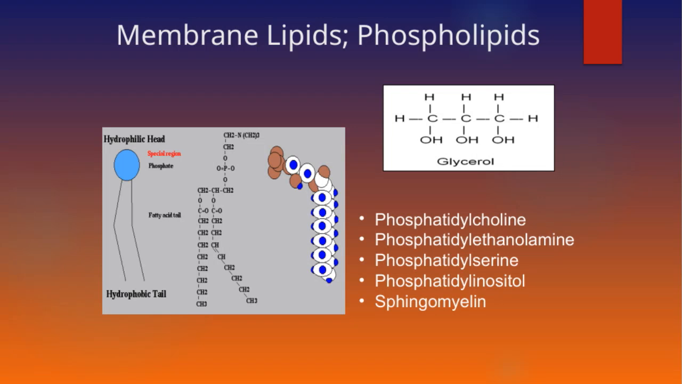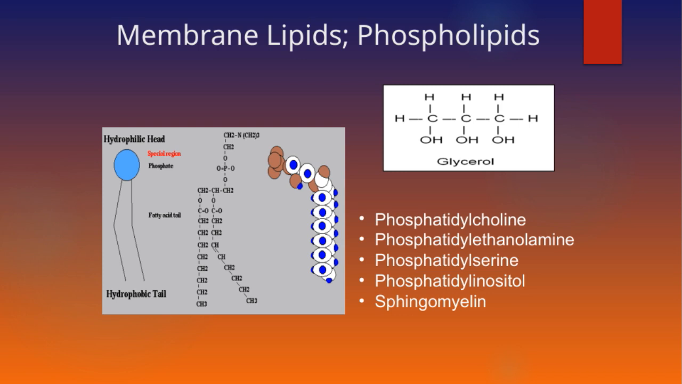Let's take a closer look at some of the key membrane lipids, starting with phosphatidylcholine. This molecule is one of the most abundant phospholipids in cell membranes and plays a crucial role in maintaining membrane structure and fluidity. Next, we have phosphatidylethanolamine, which also contributes significantly to membrane integrity and is involved in membrane curvature and fusion processes. Then there's phosphatidylserine, a lipid that's important not only for membrane structure, but also for signaling functions, especially in apoptosis. Moving on to phosphatidylinositol, which is essential in cell signaling pathways, particularly in processes like cell growth and differentiation.